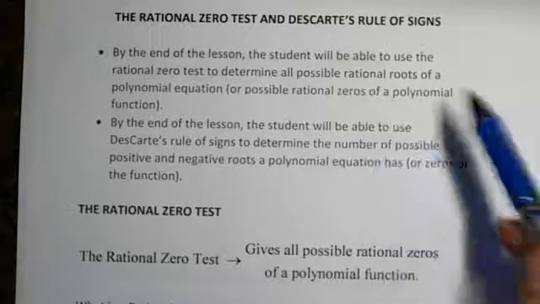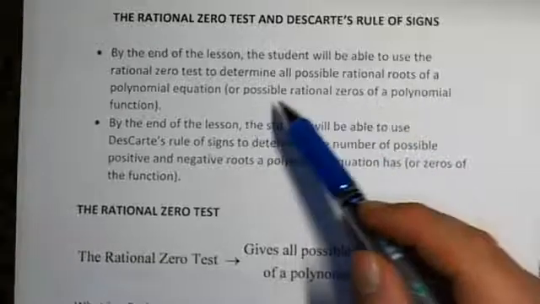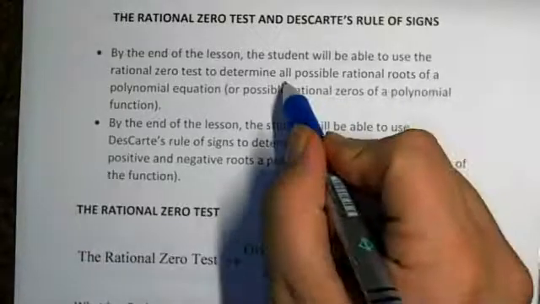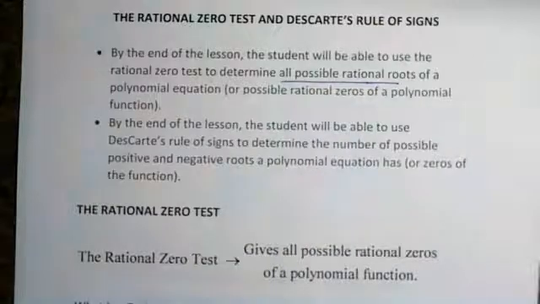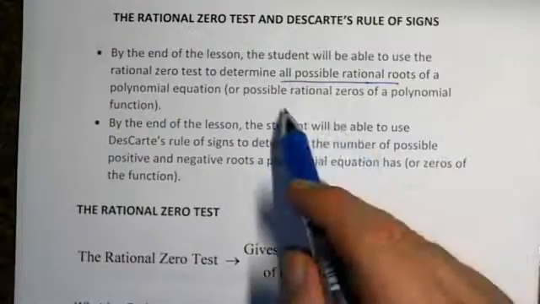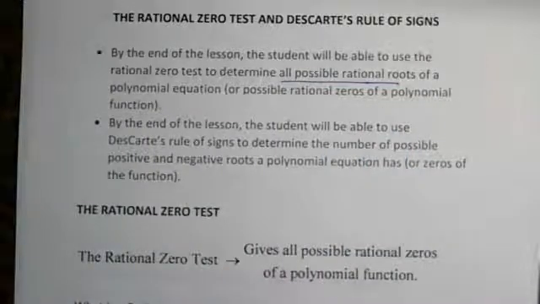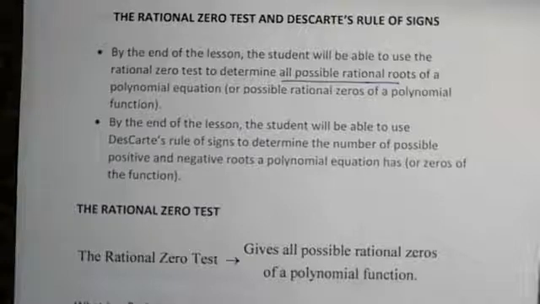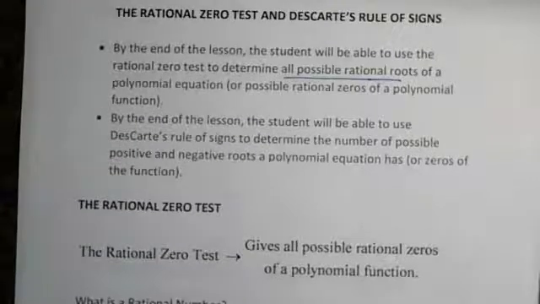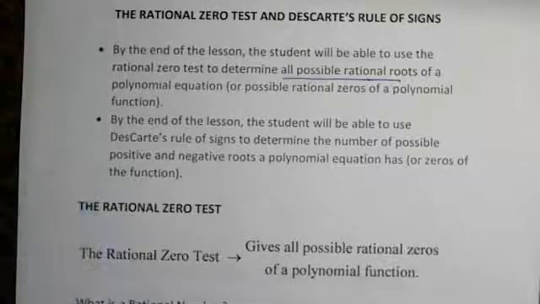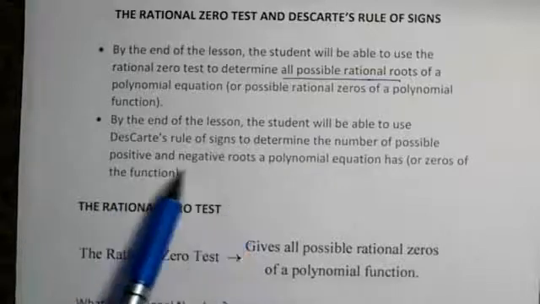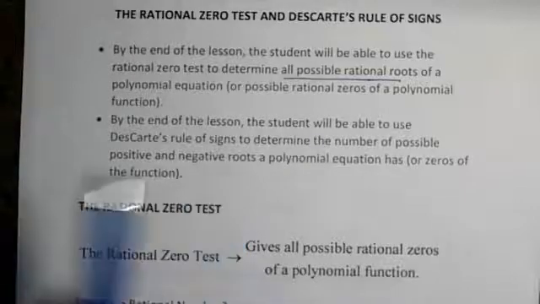By the end of the lesson, the student will be able to use the rational zero test to determine all possible rational roots of the equation or rational zeros of the polynomial function. It all depends on whether we're looking at an equation or a function. We want the roots of an equation or the zeros of a function. It's the same thing. It just depends on the context of which question is asked. Also, the student will be able to use Descartes' rule of signs to determine the number of possible positive and negative zeros a polynomial equation or function has.